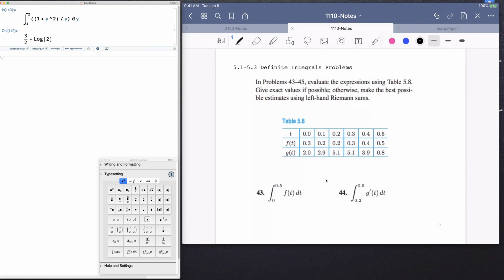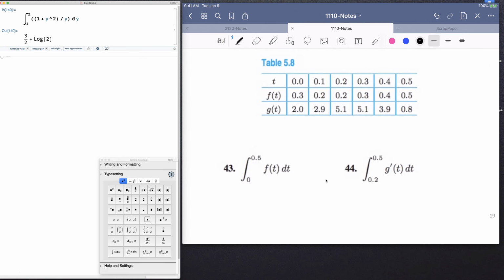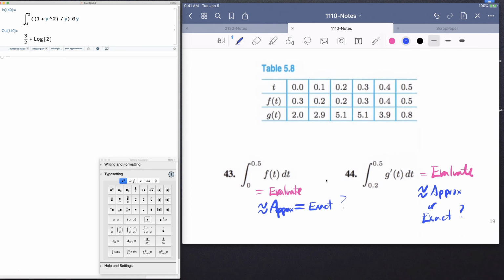Now here is another problem, two different definite integrals, and they say evaluate. Now the question is can we find the exact value, or do we need to find an approximation? So the question here is, when they say evaluate, do they want you to find approximately or exactly? Exact or approximate? Can we find an approximate to this definite integral or an exact? Those are the questions.